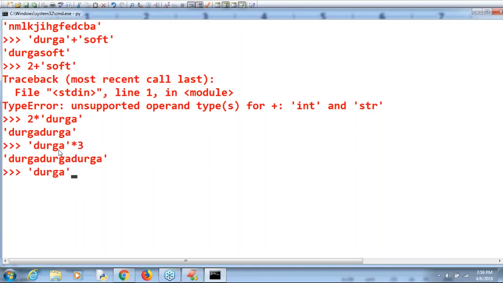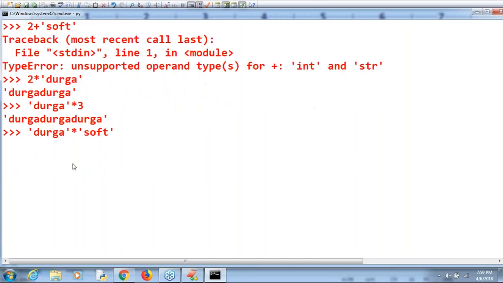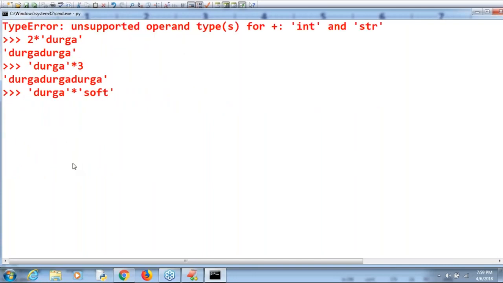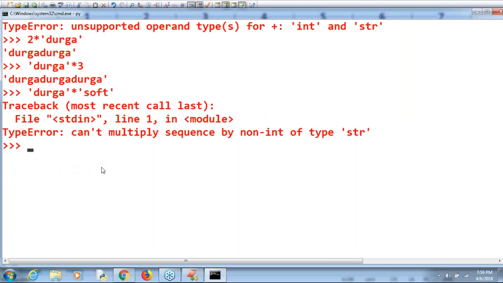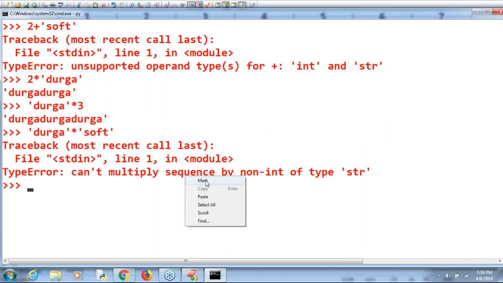Suppose I'm taking Durga, then star, and after that soft. Is it valid or invalid? Invalid. Observe that: TypeError, can't multiply sequence by non-int of type str.